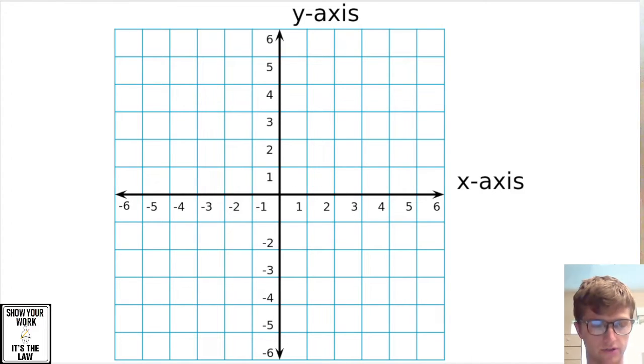All right, start with (2, 3). We find 2 on the x-axis. Remember, we crawl before we walk, and then we go up 3. 1, 2, 3. Remember, we don't count from here. We don't count 1, 2, 3. We count 1, 2, 3. Just an important little note there. So that's our first one.